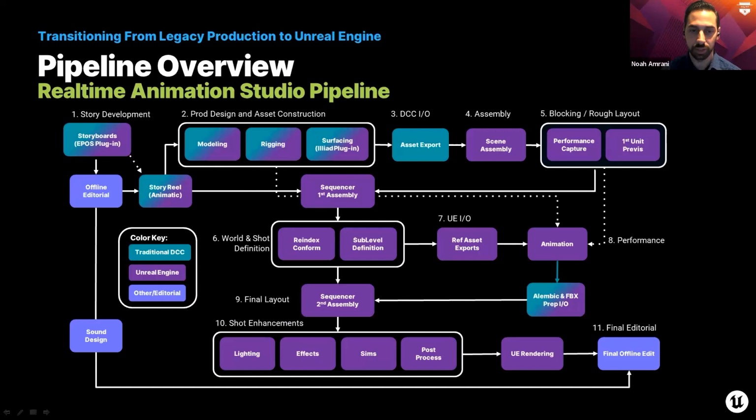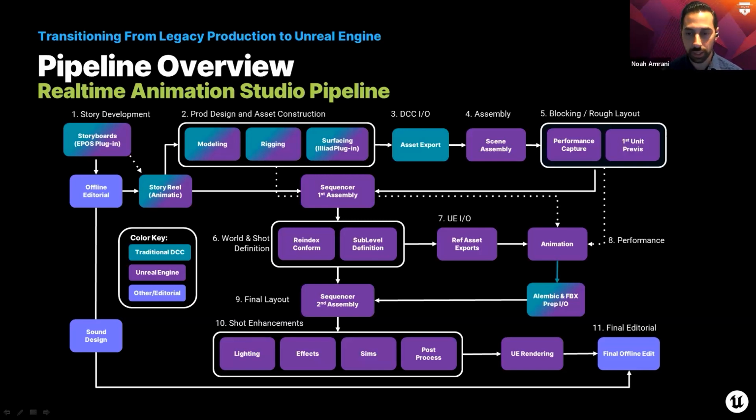And then production design, asset construction, even with rigging, you're able to start doing that kind of stuff within Unreal. Modeling, surfacing, and you can output as needed to go in and out between different DCCs. You also have assembly for scene assembly, starting to build up what that scene project looks like, and then blocking and doing rough layout. So while all this is being done, you can start capturing and building up your first version of previs on set, and then going into building up your first assembly of that within Sequencer. You then deal with world and shot definition, how that's going to be broken up for each of those.